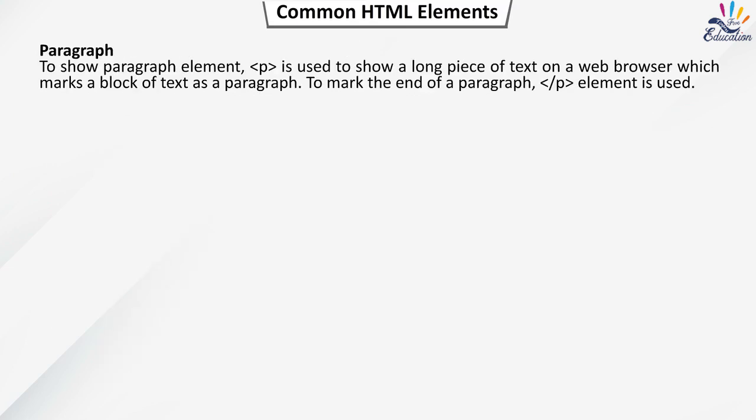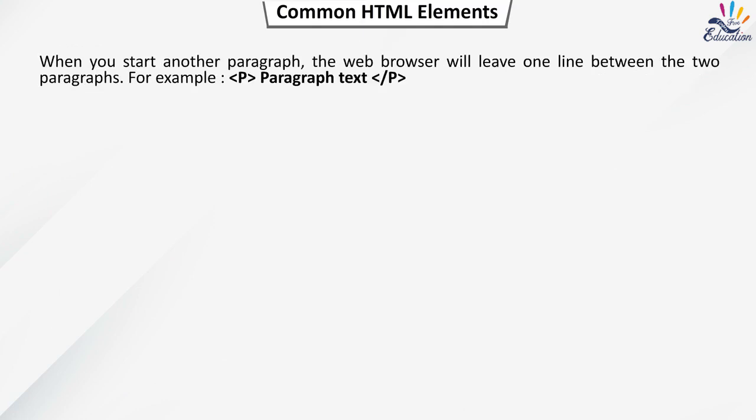Paragraph. The P element is used to show a long piece of text on a web browser, which marks a block of text as a paragraph. To mark the end of a paragraph, the /P element is used. When you start another paragraph, the web browser will leave one line between the two paragraphs. For example, P, paragraph text, /P.